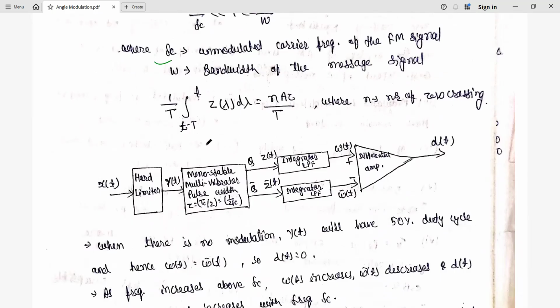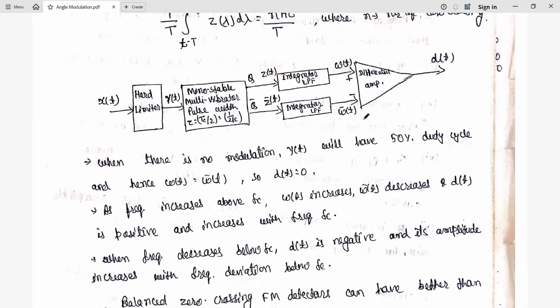So we have again the relation: 1/T, the time period, integral over t minus capital T to small t of z(lambda) d lambda, that is n times A tau by T. So n is the number of zero crossings. How many times is it going to cross zero?